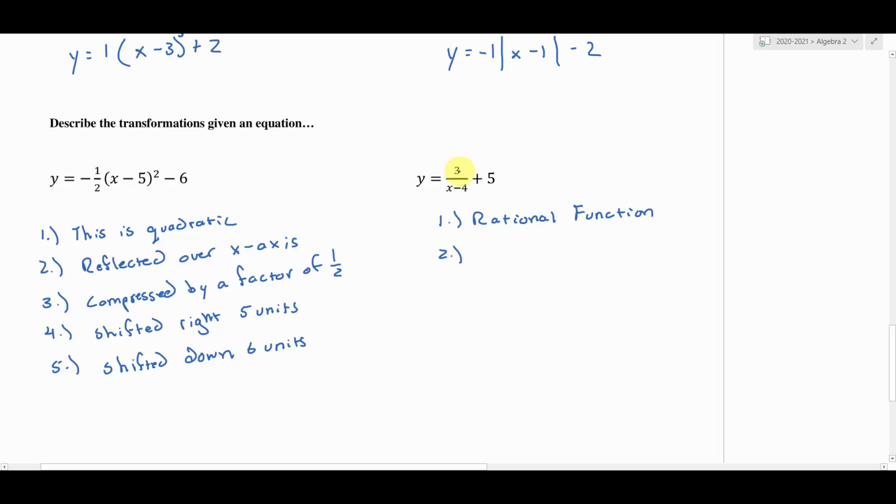So in the graphing form of the rational function from our table, this is where the stretch factor would go, or the compression factor. And since the A value is a 3, that's bigger than 1, so this is vertically stretched. So vertically stretched by a factor of 3.